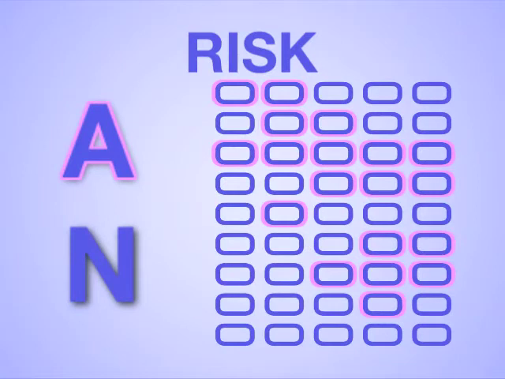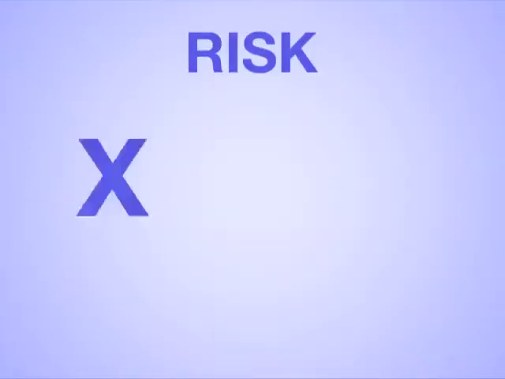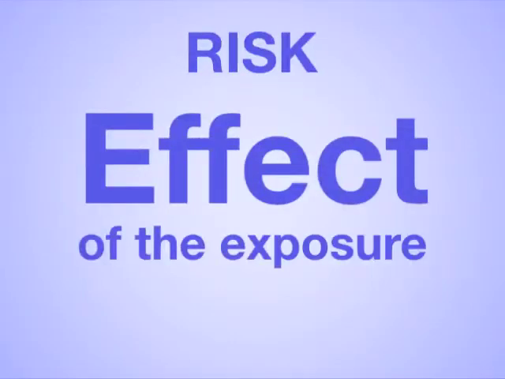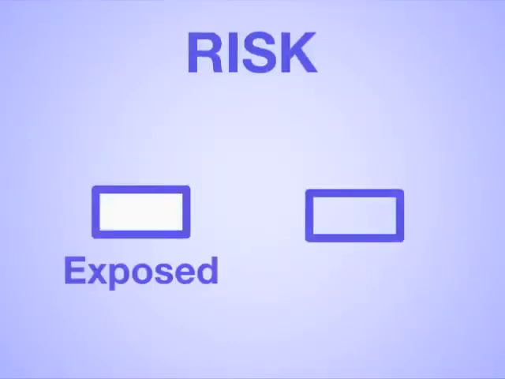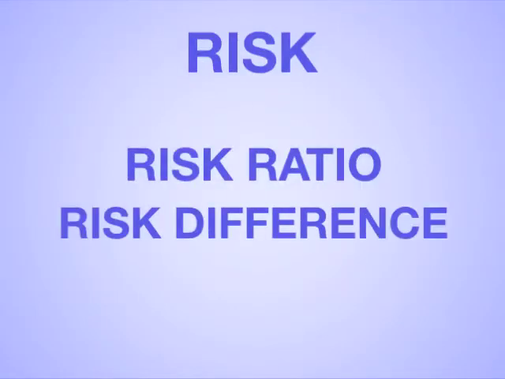The risk is A over N. Note that A is likely to change depending on how long subjects are followed. Therefore, when discussing risk, a period of time must be specified. To know whether X causes Y, we calculate the effect of the exposure by comparing the risk in our exposed and unexposed groups using the risk ratio, or the risk difference.